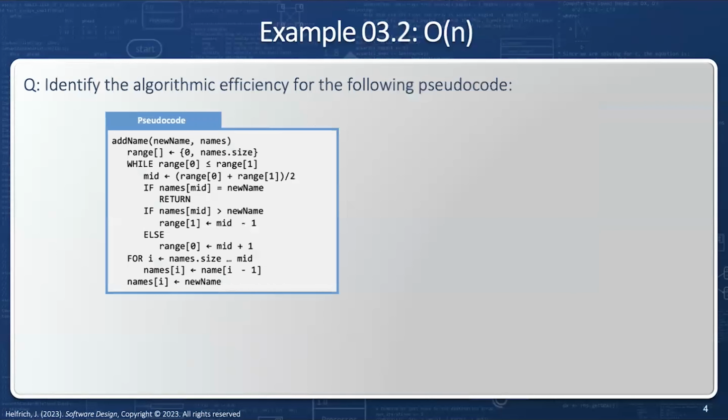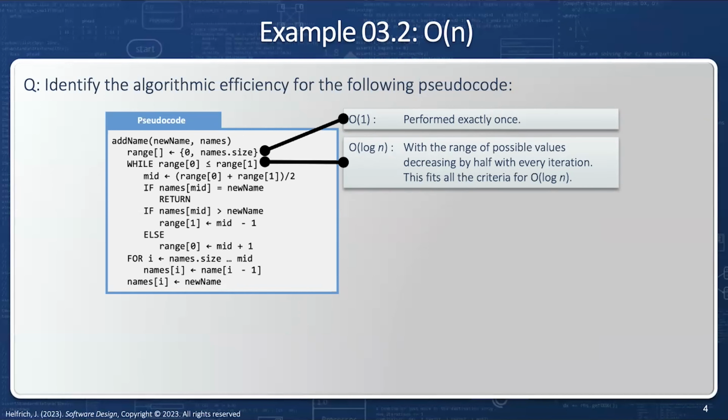Let's take a look at another example. This case is pseudocode. So I'm going to have a range of 2 elements, 0 and names of size. This always has exactly 2 elements, so therefore it is O(1). Now here's a tricky one. While range of 0 is less than or equal to range of 1. Now both of these are indices.